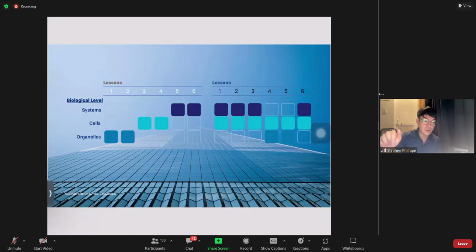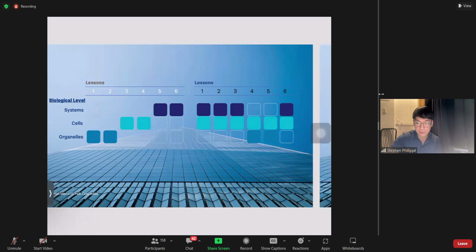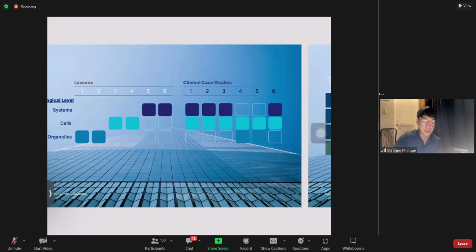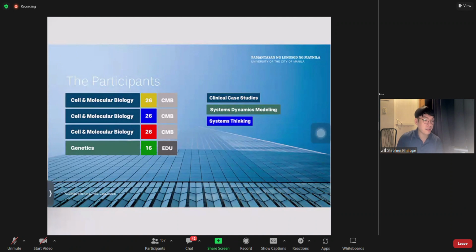You can look at phenotype, molecular phenotype. And I've made clinical case studies. This is part of my research topic. The clinical case studies are designed in every chapter of the book, especially in cell and molecular biology. So my participants are these: three sections coming from cell and molecular biology, 26 in each section. And then there's another group from a genetics laboratory, about 16 of them, and they are education majors.